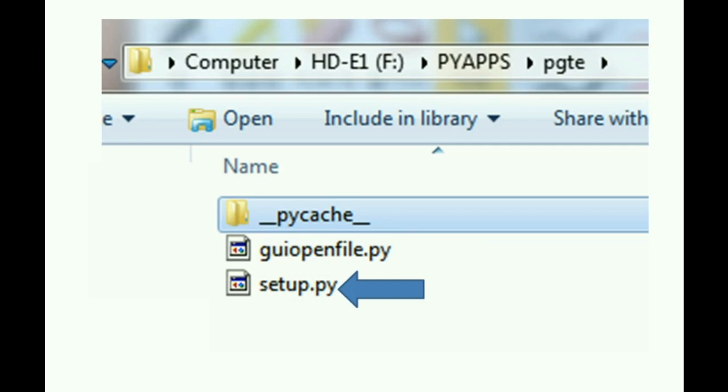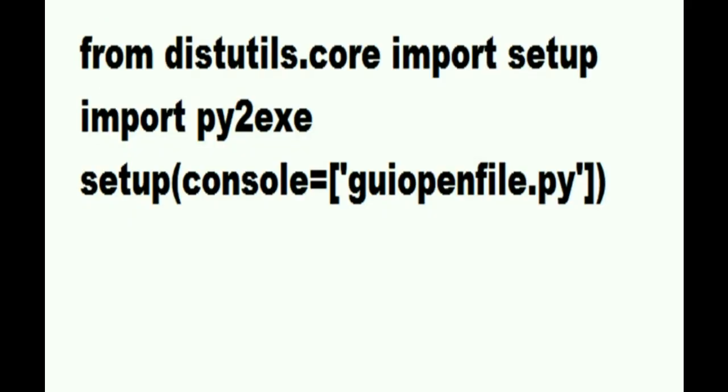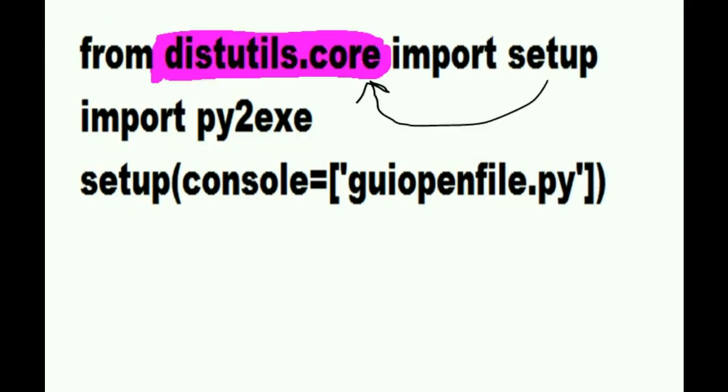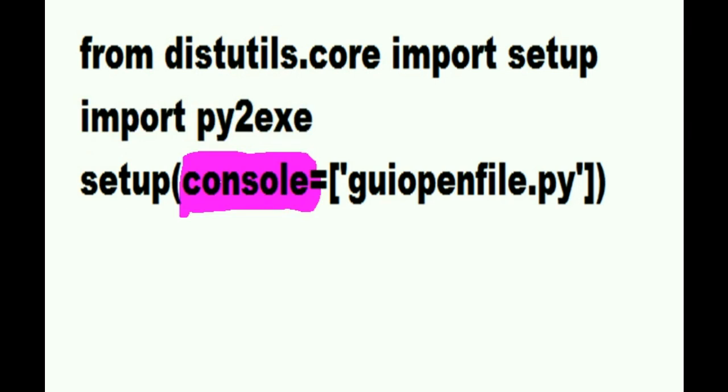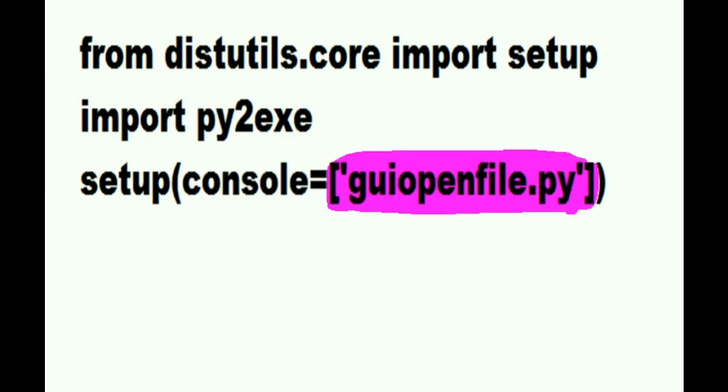Let's open up this one, setup.py, for a quick review. I get setup from distutils.core. I import py2exe, and I follow this keyword console with a list of the files to turn into an executable. In our case, it's just one.